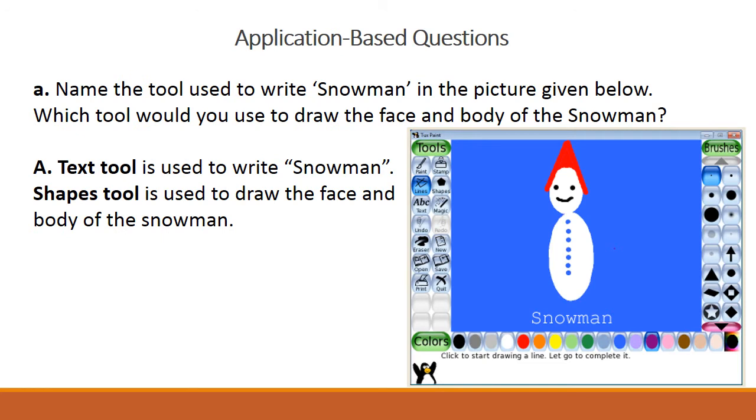The next part of the exercise is application based questions. Part A. Name the tool used to write snowman in the picture given below. Which tool would you use to draw the face and body of the snowman? And the answer is: the text tool is used to write snowman. As we know, the text tool is used to write something. So this tool is used to write the caption snowman, and the shapes tool is used to draw the face and body of the snowman.